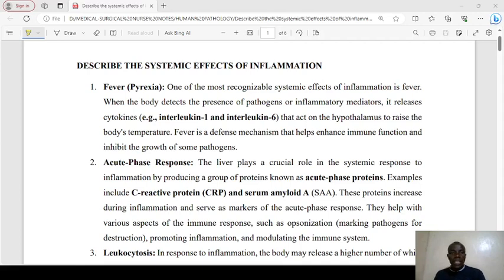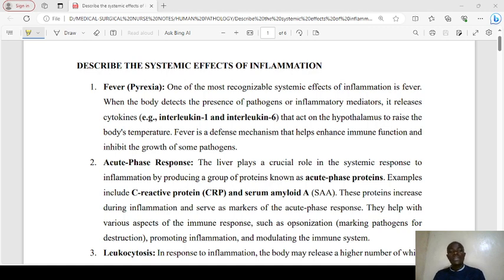Hello and welcome to the objective of describing the systemic effects of inflammation. So we already know that inflammation can manifest both locally and systemically, and thus it has local and systemic effects.